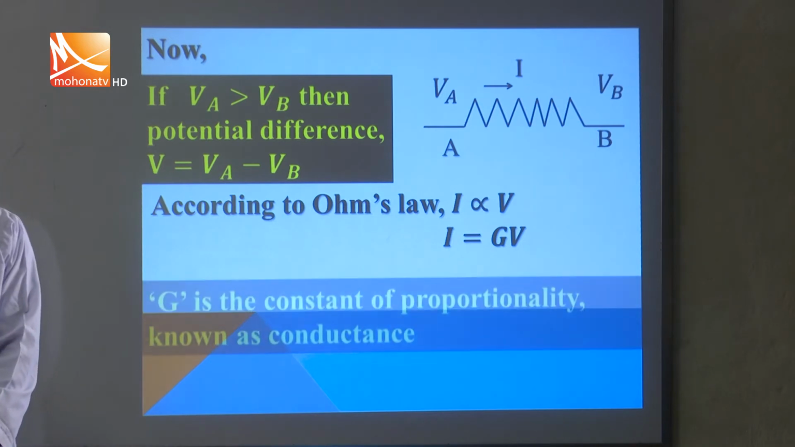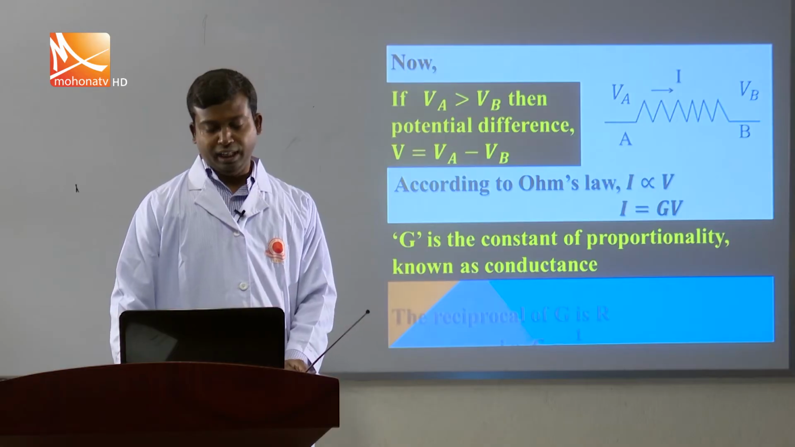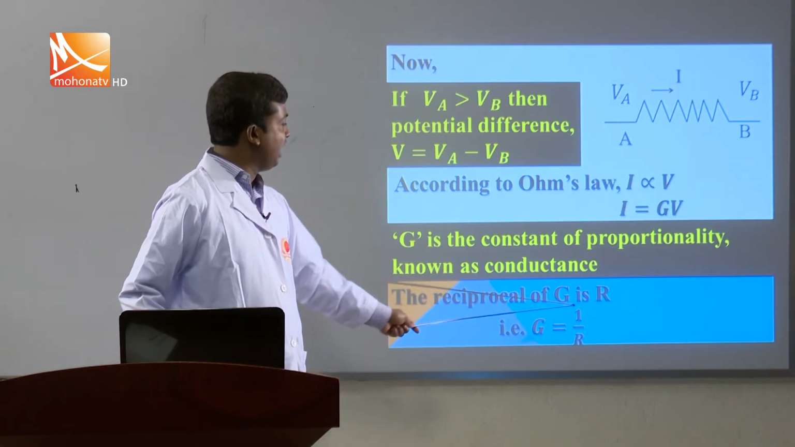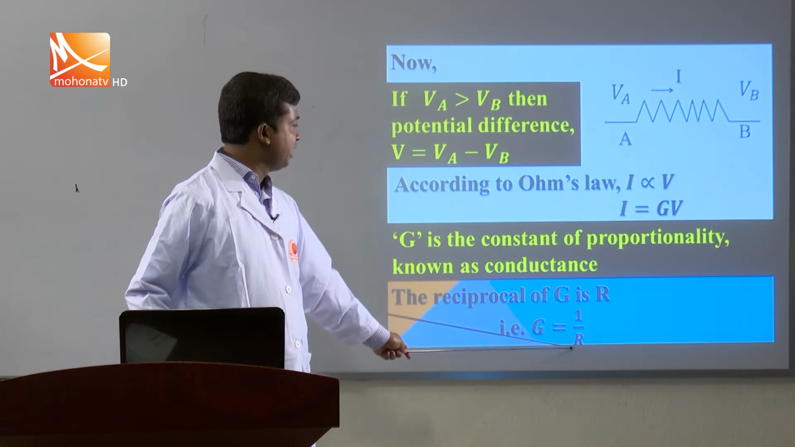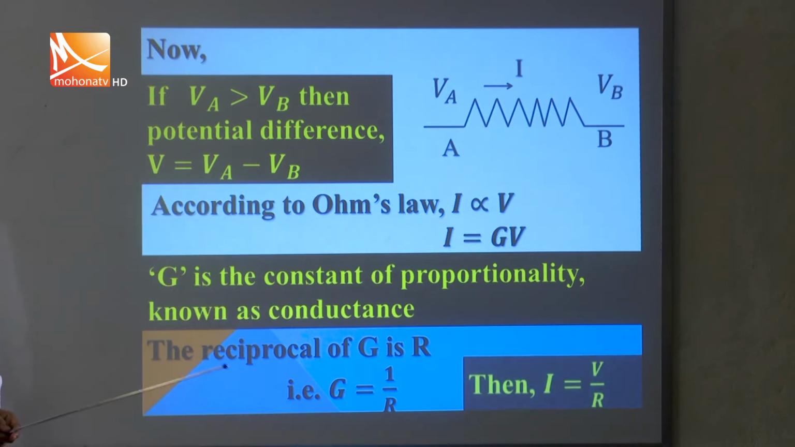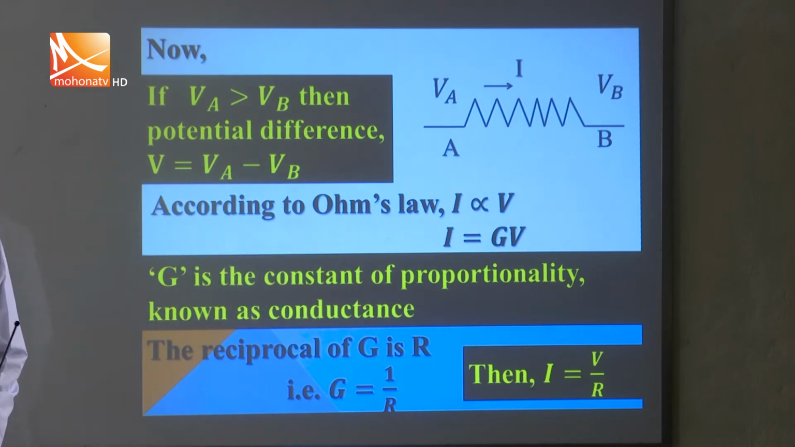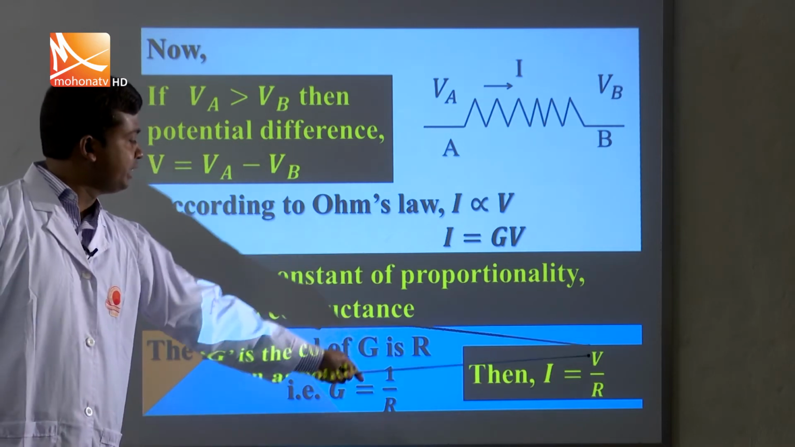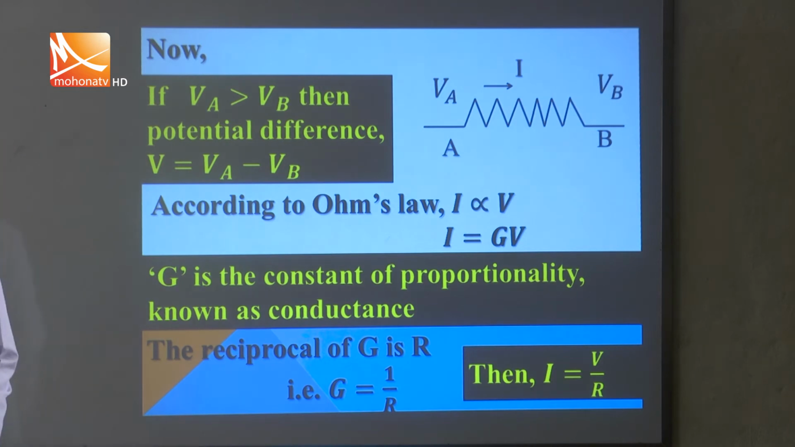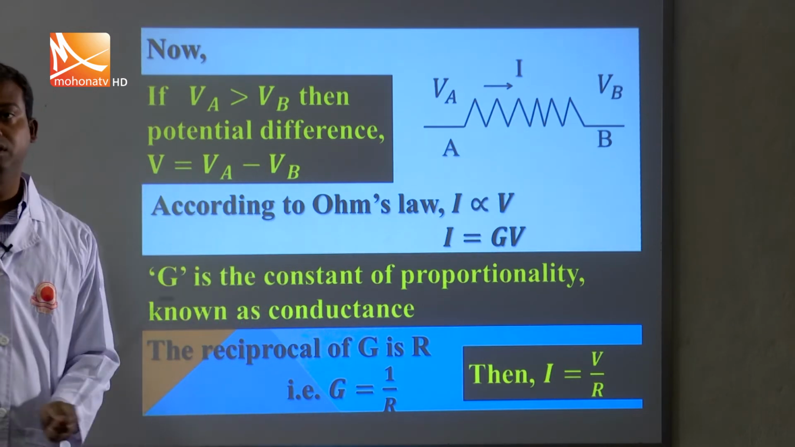So, what is G basically? G is the constant of proportionality, known as conductance, and the reciprocal of G is R, where G equals 1 by R. If we place 1 by R in place of G in this equation, we get I equals V by R. So, this is the mathematical expression of Ohm's law, and from this law you can easily understand that with the increase of potential difference, current will increase. But there are also two new variables in front of you, one is capital G and another is R.